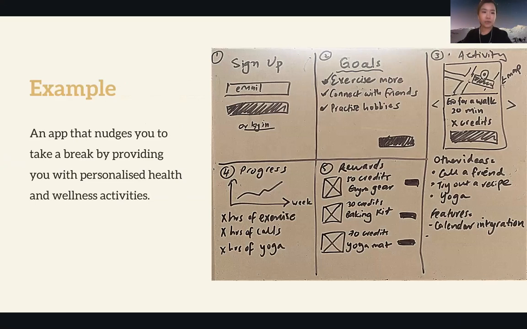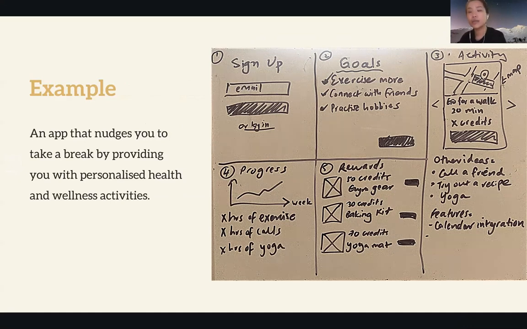So this is an example of an app that nudges you to take a break by providing you with personalized health and wellness activities. As you can see, there's the sign up screen and then the second screen that allows you to define your goals. So maybe the reason why I'm using this product is because I want to exercise more, I want to connect with my friends, I want to learn new hobbies. And then the third screen is kind of like a recommendation of the activities that I can do based on my location or based on my calendar integration.